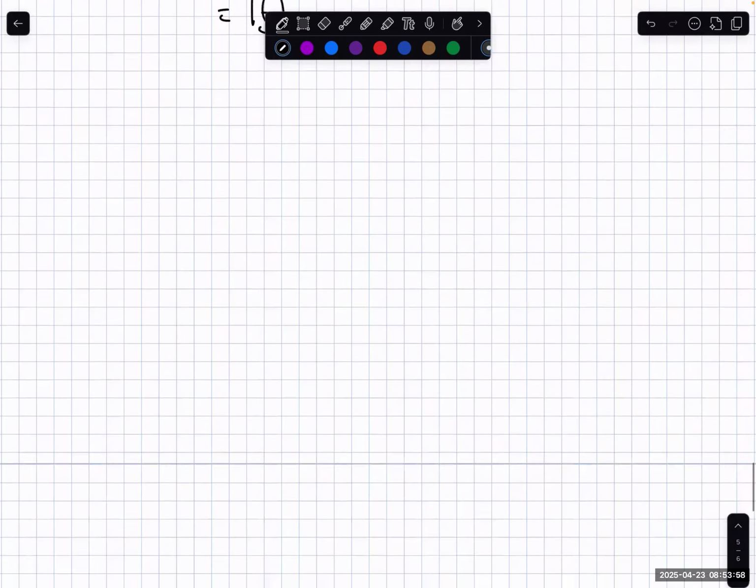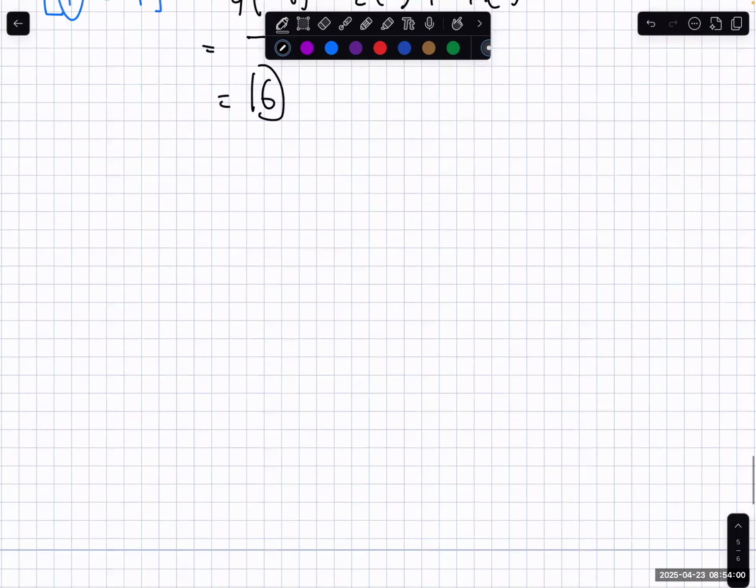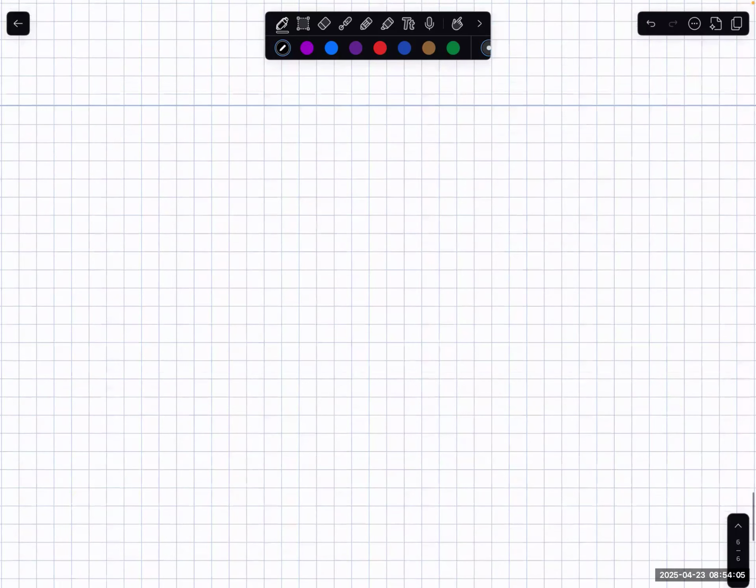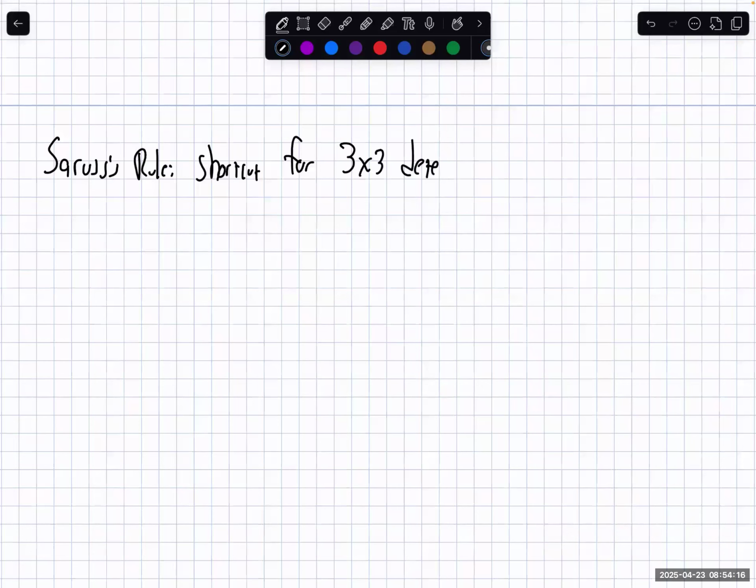Okay, let me show you the 3 by 3 version of the 2 by 2 shortcut rule we just used here. Sarrus's rule, a shortcut for 3 by 3.